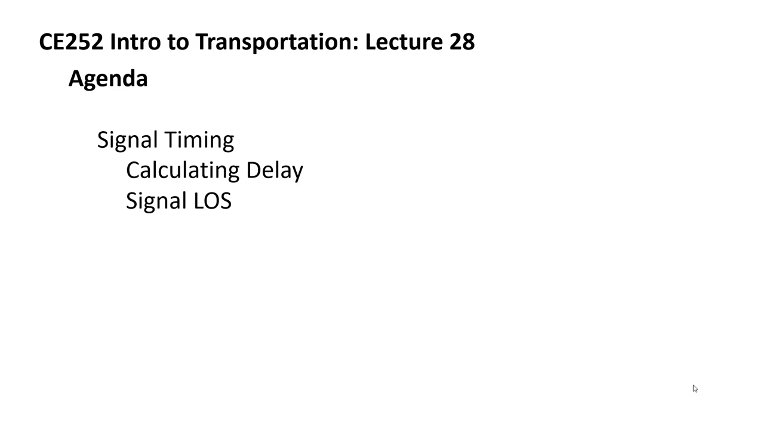Today we're going to be looking at traffic signals again, and today we're moving in to how to calculate the total delay that a vehicle, or the average delay a vehicle would experience at a signal, or the total delay that all the vehicles experience at a traffic signal. And then we use that to calculate what the level of service is for signals.